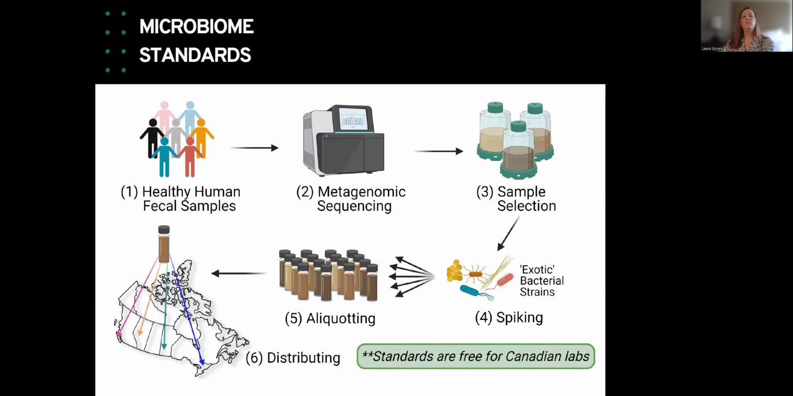So I'll tell you a little bit more about how we produce these. We took healthy human fecal samples from several donors, I think about 8, and we collected these samples and processed them fresh in our anaerobic chamber. We subjected them to deep shotgun metagenomic sequencing. And then from those taxonomic profiles, we selected 3 that had very different profiles of microbes.